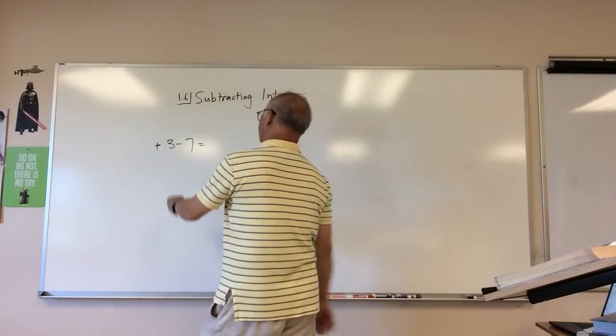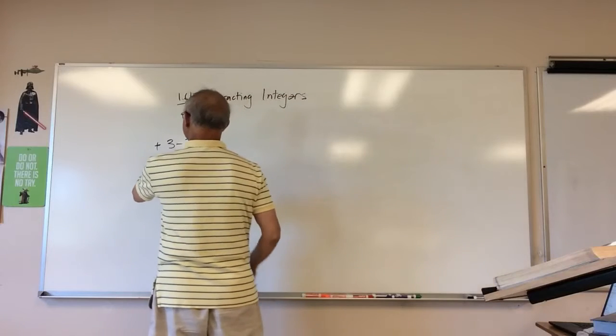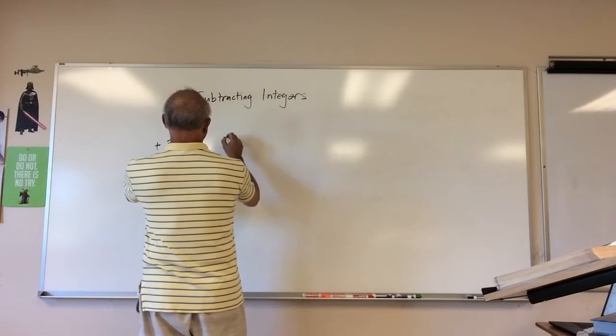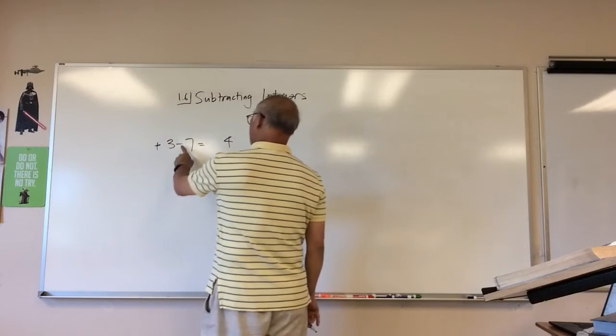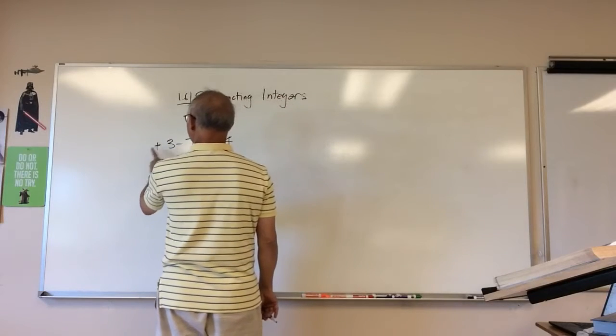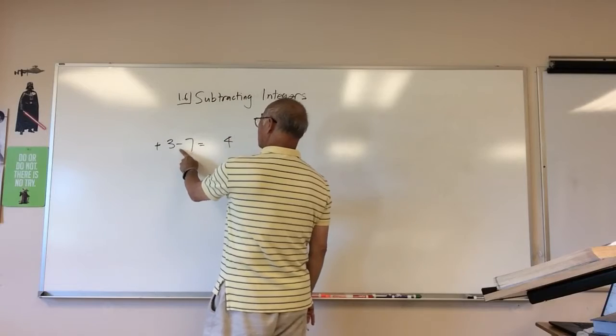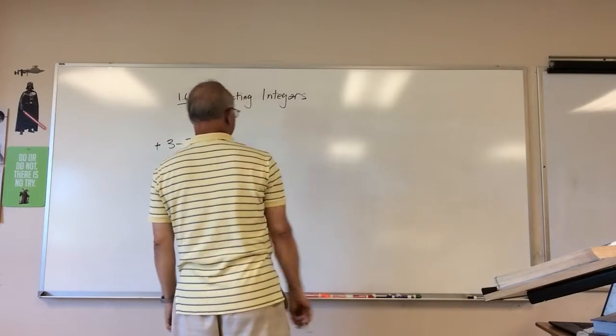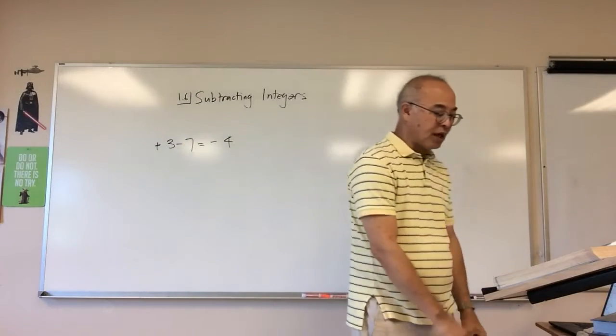If we have one positive and one negative, we subtract the small from the large, and we get 4. Then which one has the larger number? Is it the negative or the positive? It's the negative one, right? So it's going to be negative. Okay, so that's how you would work that.